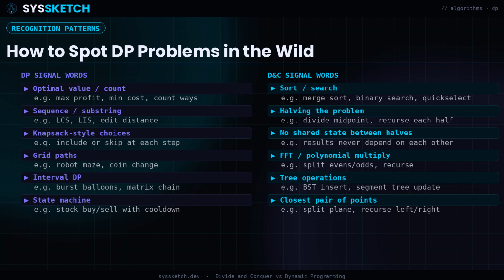Contrast that with the divide and conquer signals. Sort these elements, search this data structure, halve the search space, split and conquer. If the problem naturally breaks into two equal, fully independent halves that can be solved separately and then combined, reach for D and C first.